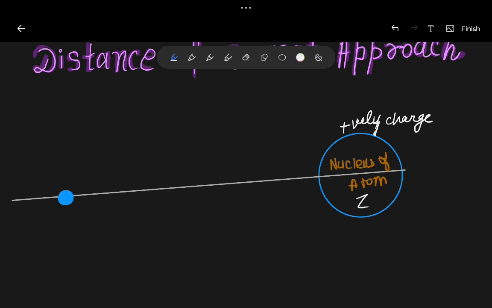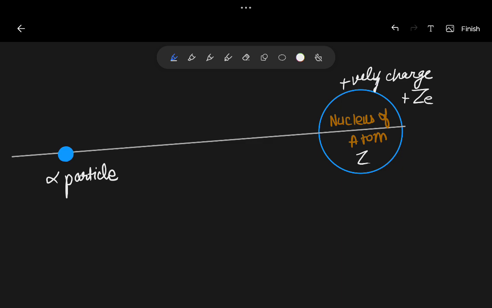Let's say the atom is Z. So the charge over it would be positive Ze. Whatever the atomic number of this nucleus is, the charge is plus Ze. And here, as you can see, this is an alpha particle. You know that the alpha particle has plus 2e charge over it. It is a helium particle which has positive 2 charge over it.